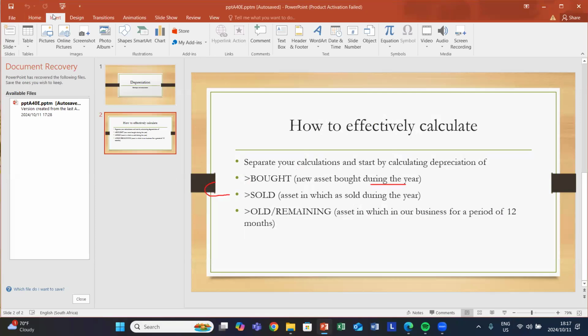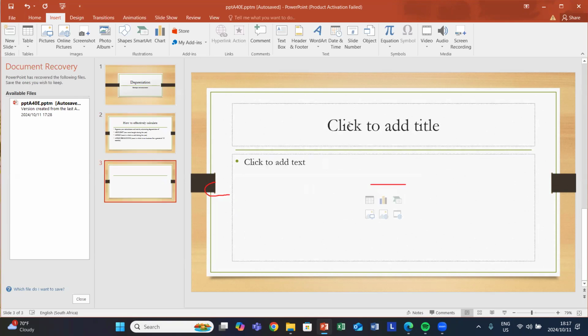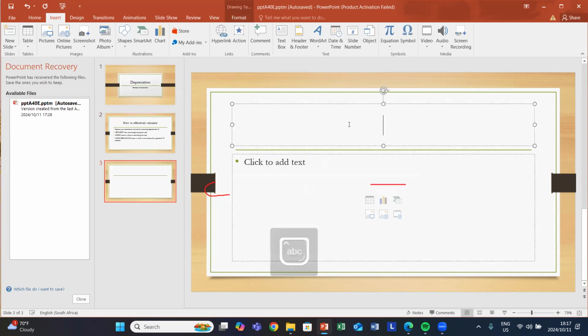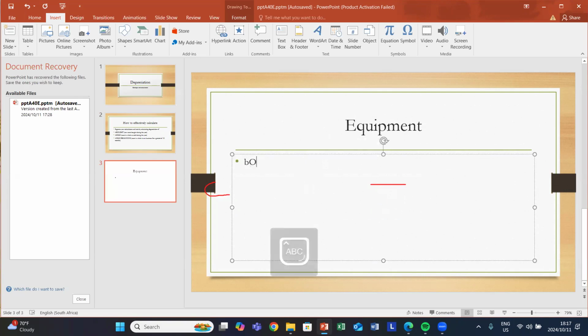Let's add a new slide. So we'll write equipment here. Pardon my grammar. Remember that I said that for you to be able to calculate your depreciation, you should start by calculating the depreciation of what? Of bought. I said what is bought? Bought is the depreciation of the asset which you bought during the year.